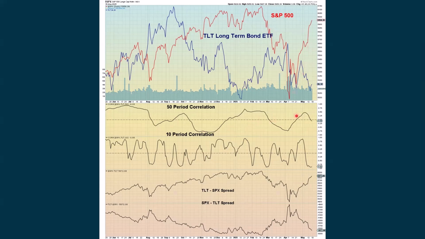And we look at the long-term correlation, where it's actually starting to decline, and the short-term correlation suggests that they're going in opposite directions. So if stocks are going up, bonds are going down. And that's kind of what we've been seeing over the last week, is bond prices have been under pressure. That means interest rates have been going up as the S&P has been going up.